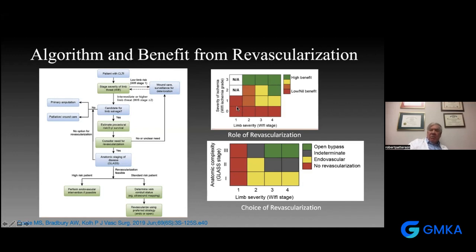These guidelines here try to combine the WIfI scores so that patients who have significant ischemia and wounds have a high benefit from revascularization. People with no wounds, or with no ischemia, I should say, and patients with a lesser wound or no significant ischemia get no benefit from revascularization. And then you can use this also for the choice of revascularization, leading to open or endovascular revascularization. Usually, the more severe the tissue loss and the ischemia, the more it favors an open repair.